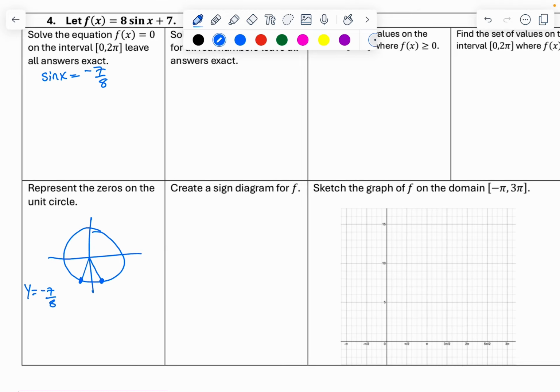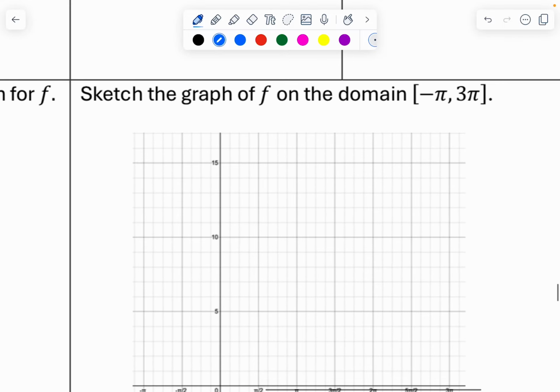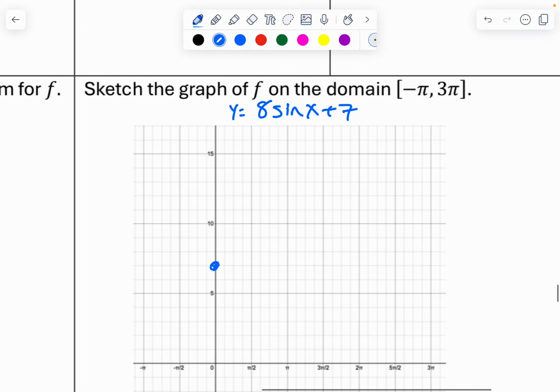So what I did next is that I came and I graphed it. And I knew my midline, so my equation was y equals 8 sine of x plus 7. So the midline is at 7. All we did is shift it up and stretch it. So then we go to, where is pi over 2? Pi over 2 is here. We're back to pi. We're at -1. We're back here. We're back here.